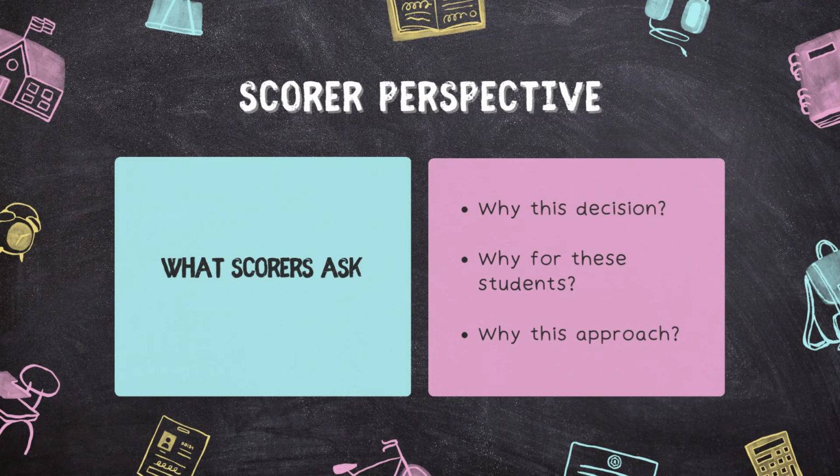When scorers read Component 2, they are not asking, "Was this a good lesson?" They are asking, "Does this candidate clearly explain the reasoning behind their instructional choices?" If the reasoning is clear, the writing meets the purpose of the component, even before evidence of outcomes appears.